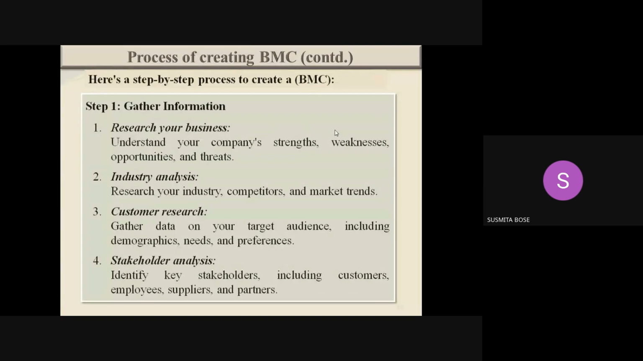Then research your industry, whatever industry you are in. Like the Swiggy that we discussed, it's home delivery of food and products. So that is the industry. You'll have to research your industry. You'll have to research what your competitors are doing. You have to gather information on that, and on what the market trends are.